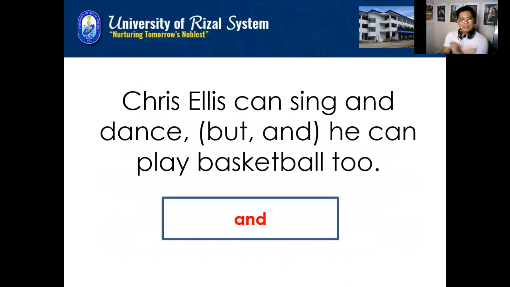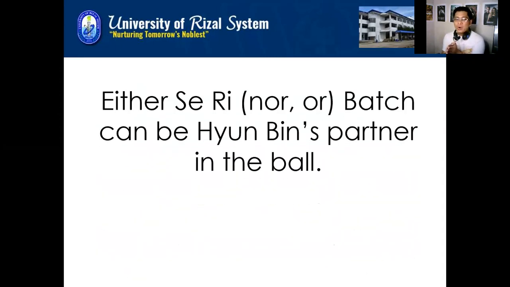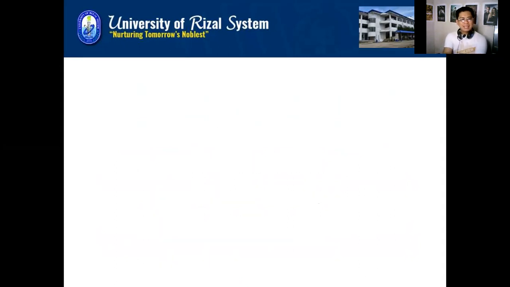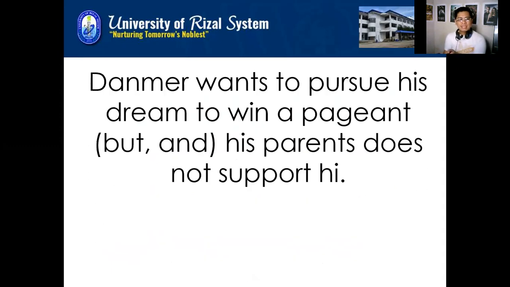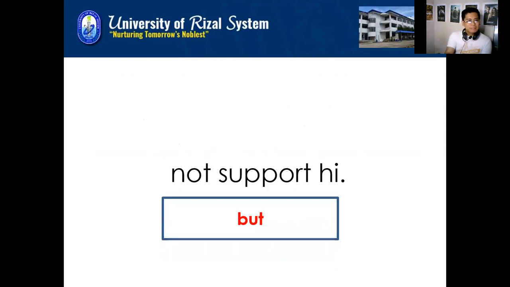So it's "and". Let's have the second sentence. Either Siri or Batch can be Yunbin's partner in the ball. Okay? If your answer is "or", you are correct. Let's now proceed to our third sentence. Denver wants to pursue his dream to win a pageant, but his parents do not support him. Which do you think is the correct conjunction for this statement? If your answer is "but", you are correct.